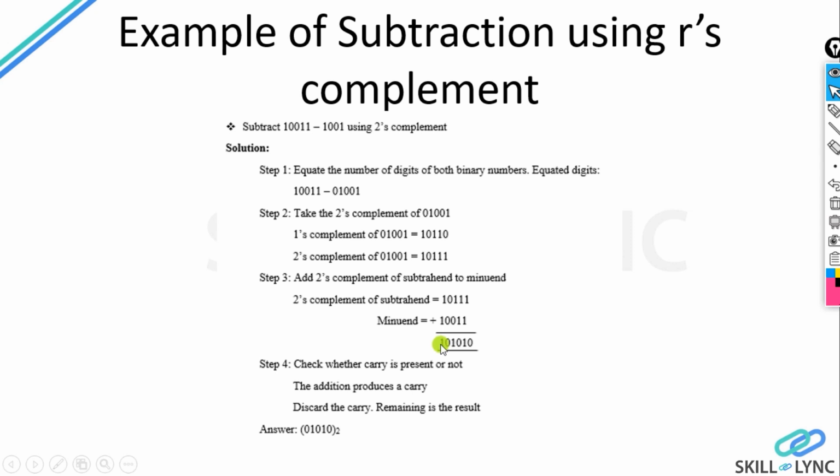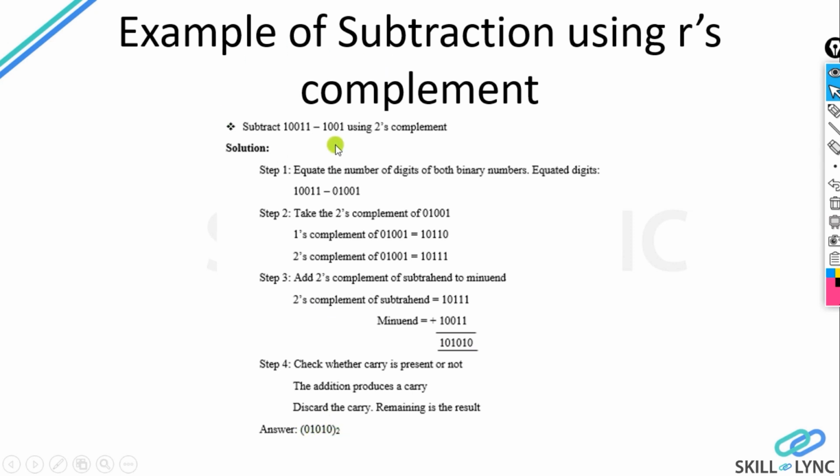So if the number of digits in the result is more than the number of digits in the question, it means it has a carry. So it shows that carry is present. Now the rule says if carry is present, just discard the carry, meaning ignore the carry. So I am ignoring it. Now it remains 01010. So I am writing 01010 with base 2.